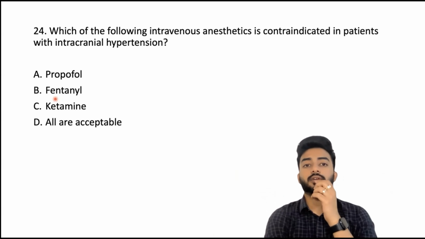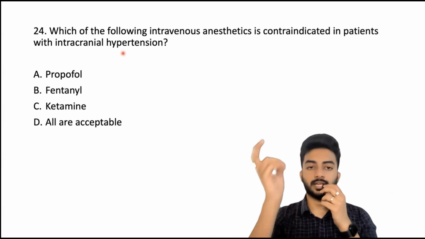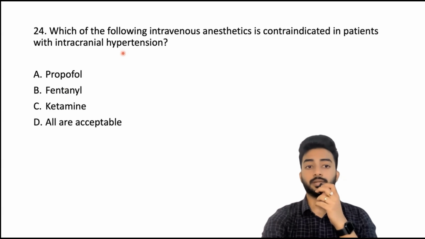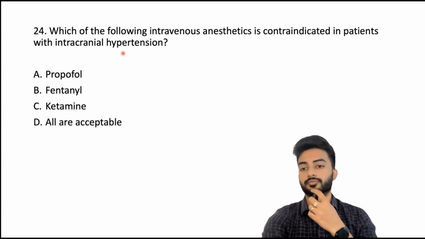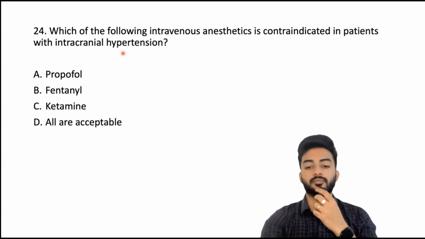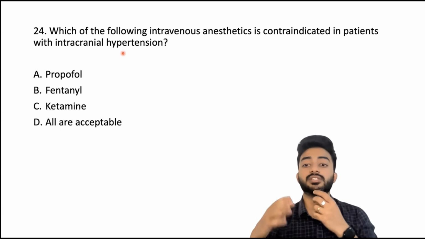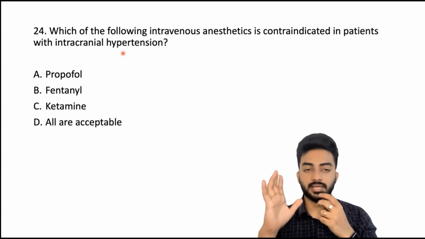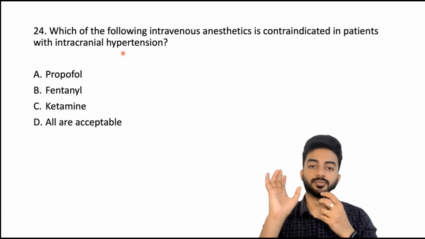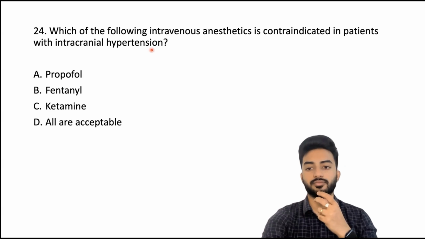24th question. Which of the following intravenous anesthetics is contraindicated in patients with intracranial hypertension? They have not asked about traumatic brain injury, because then it would be a confusion of choice. For that you have to read the exact words from Cottrell and Miller's, which induction agent increases intracranial pressure and which is neuroprotective. Let me give a hint: ketamine is neuroprotective. Apart from this, you read Miller's and Cottrell, because we don't have enough time for it.